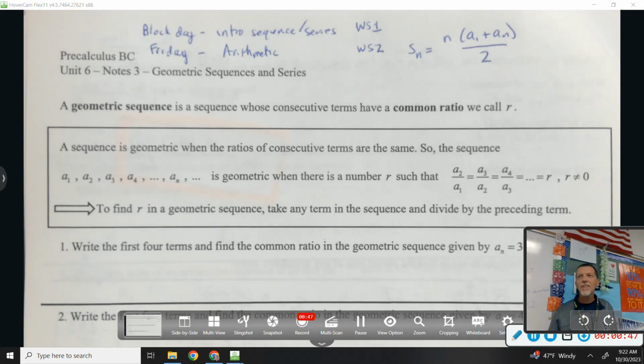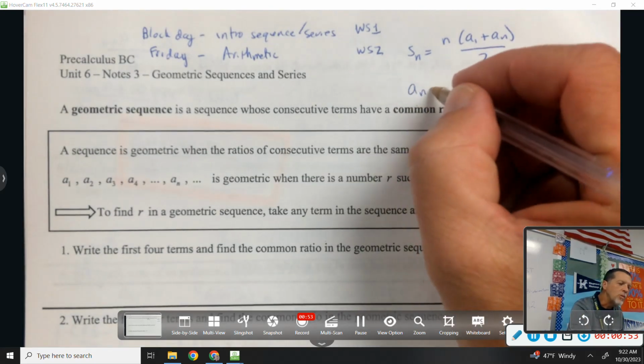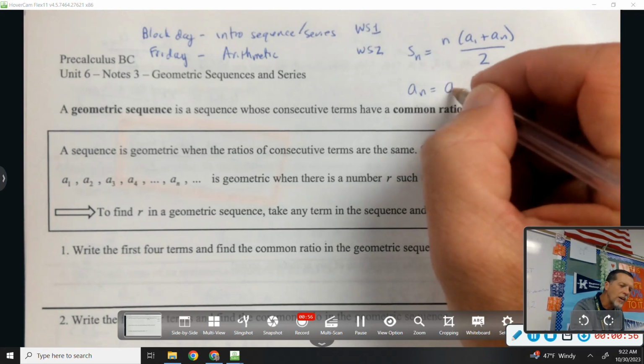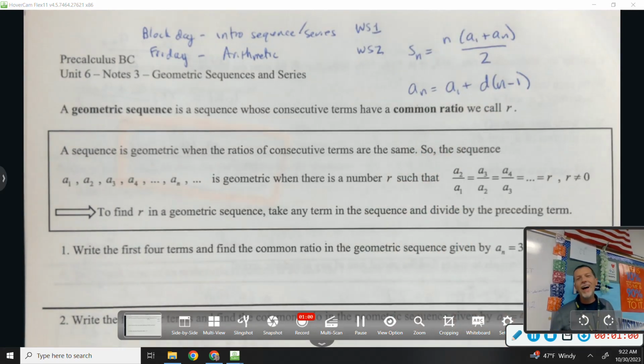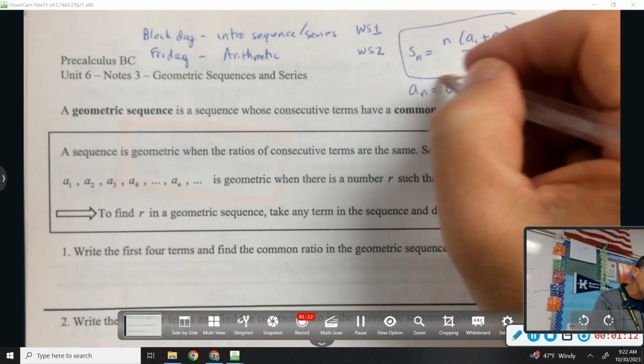Do you need to know the other one, like n minus 1? Do you need to know that, or can you figure that one out? I say you don't need to memorize that. It's easier to just figure it out, because if you're starting at the first term, then it's how many steps. So you don't need to memorize that one. You do need to know this one.